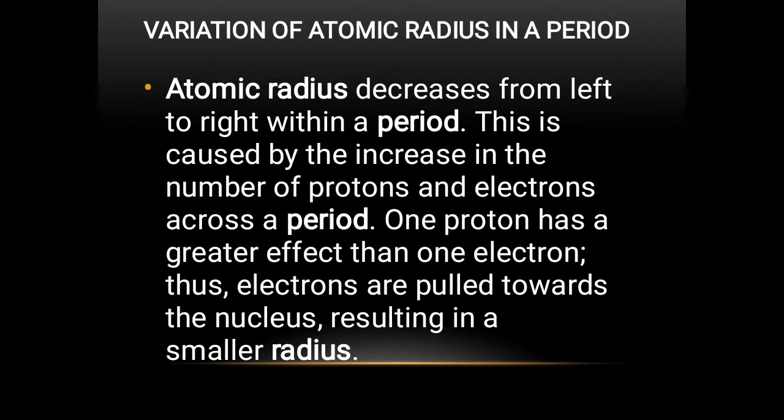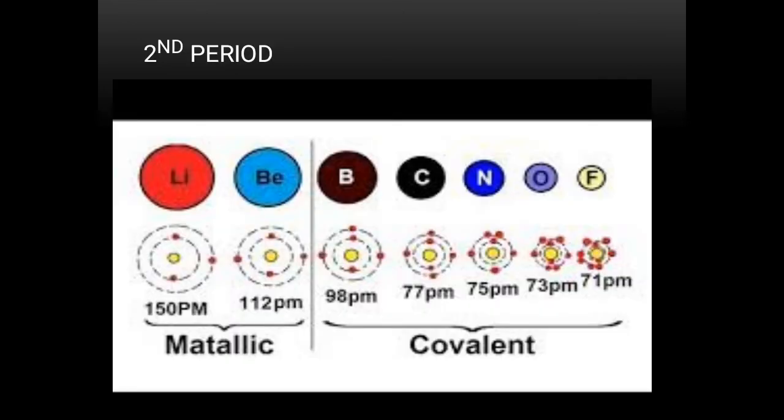But what happens in a period? Atomic radius decreases from left to right within a period. And why? This is because of the addition of one more proton and electron across a period. As I move in a period, one proton is added, and in the same shell, one electron is added. So if one proton has a greater effect than one electron, the electrons are pulled towards the nucleus. Now we see with the help of an example, this becomes very easy to understand.